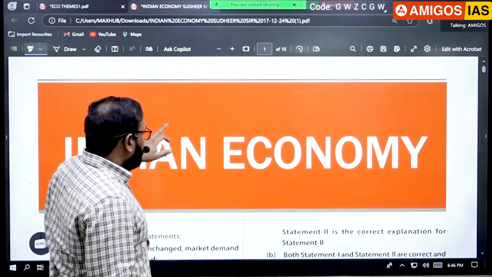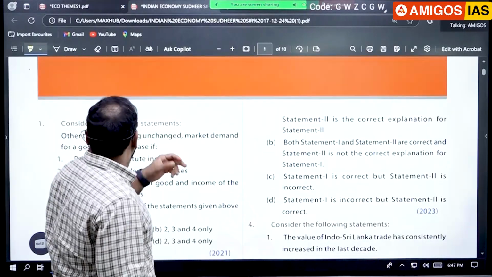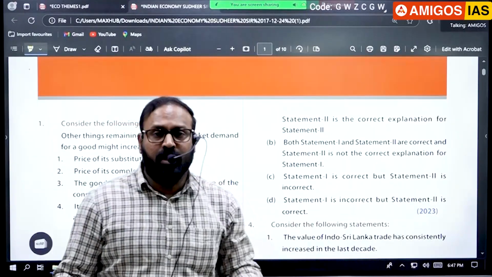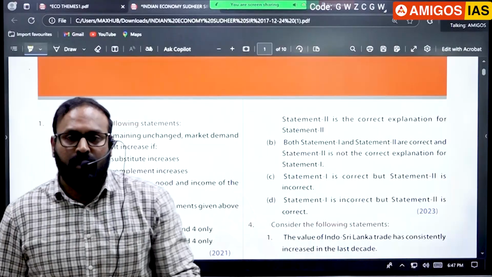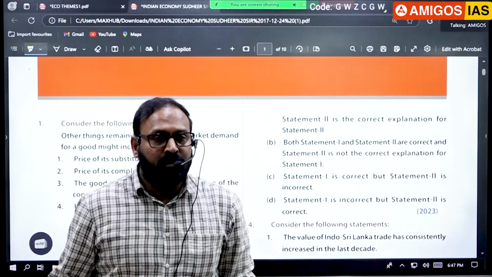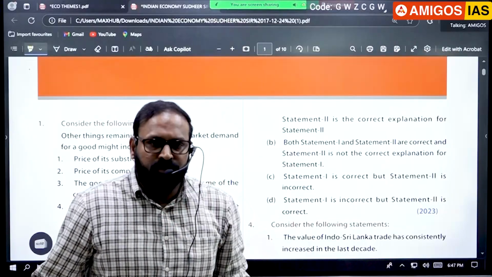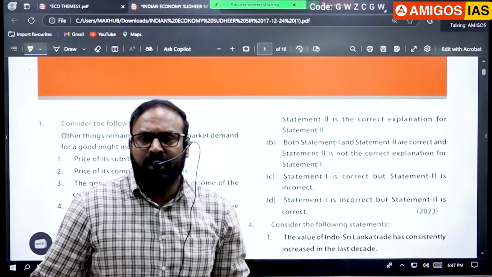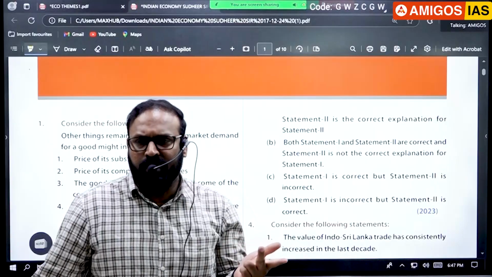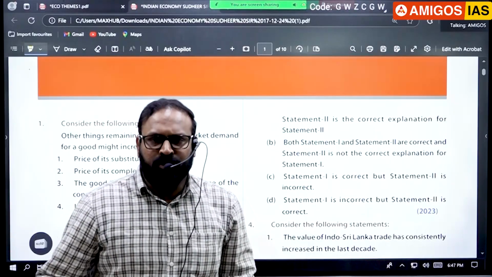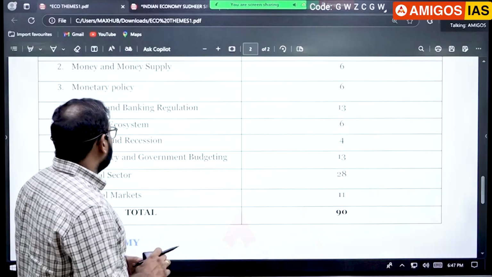whenever you read economy, prioritize your time according to high yielding topics. Don't spend too much time on microeconomics. Why? In the last 10 to 12 years, hardly there are 5 questions. Therefore, should I spend more time reading about production, demand, supply, etc.? Not that much important. But I've selected one question for you.